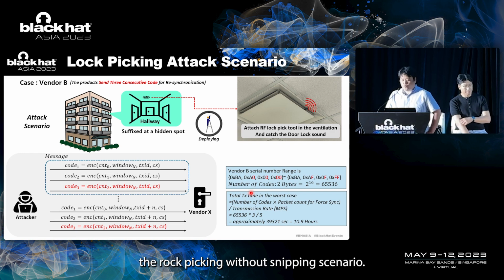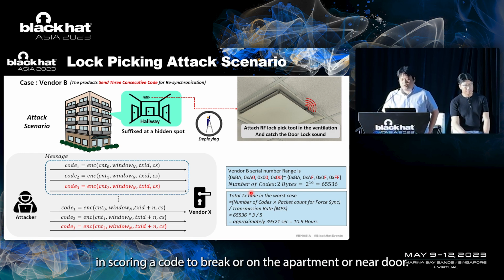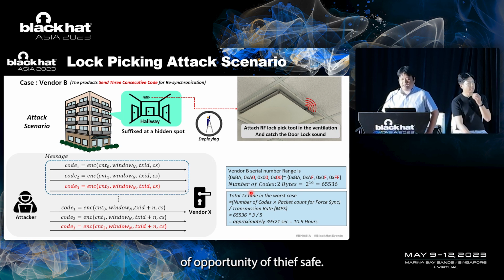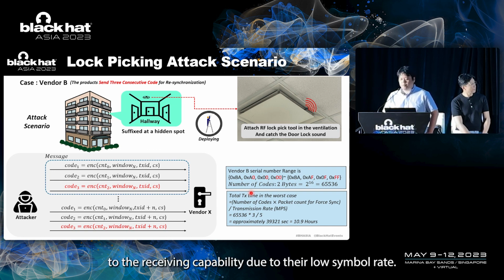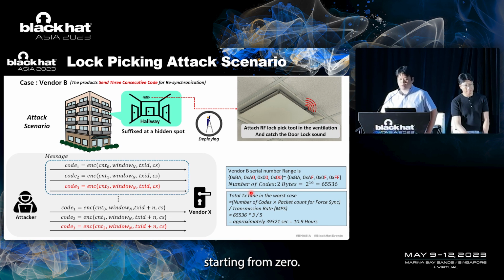The lockpicking without sniffing scenario begins with the attacker installing a code breaker around the apartment or near the door. This attack can provide a significant window of opportunity for a thief, as it can be carried out without leaving visible signs of forced entry or triggering alarms. Although most door lock systems have limited receiving capability due to their low symbol rate, in this case it takes about 10 hours to try all possible values starting from 0.